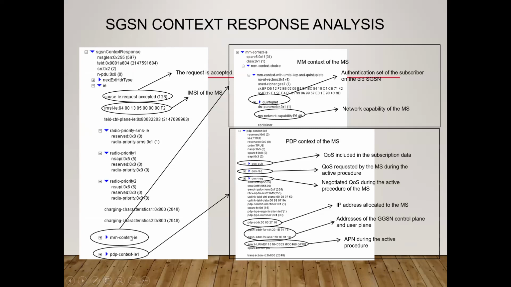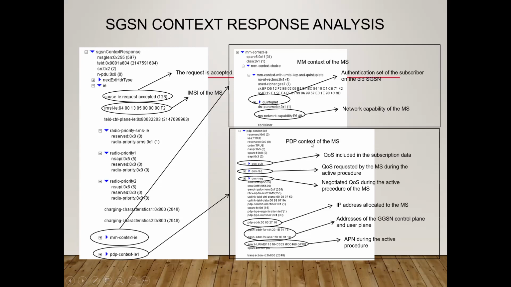Then mobility management context and PDP. So the mobility management context information, if you open here, it will give the authentication sets that are available with the old SGSN and the network capability and the number of vectors. So it has 4 vectors available. Total is 5, so currently it has only 4 vectors. One has already been used. Those 4 vectors it is going to share with the new SGSN.